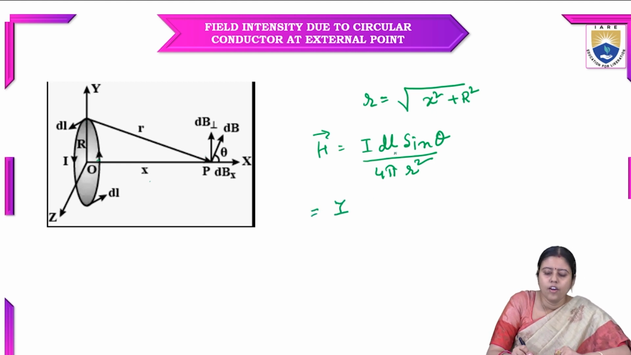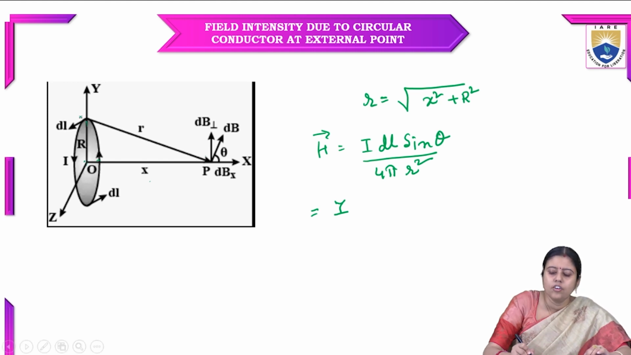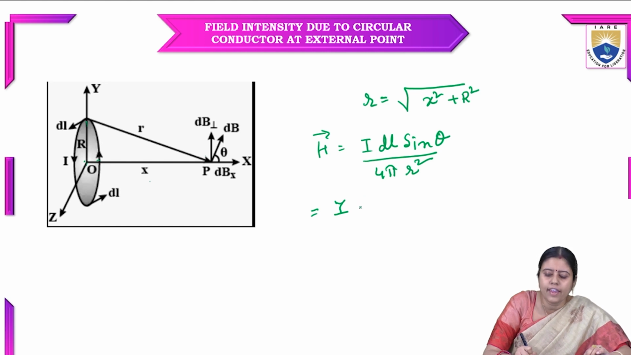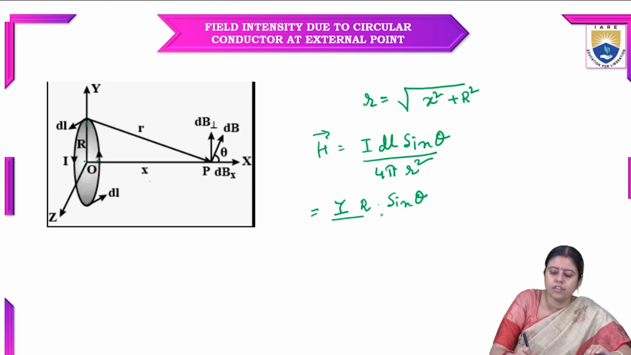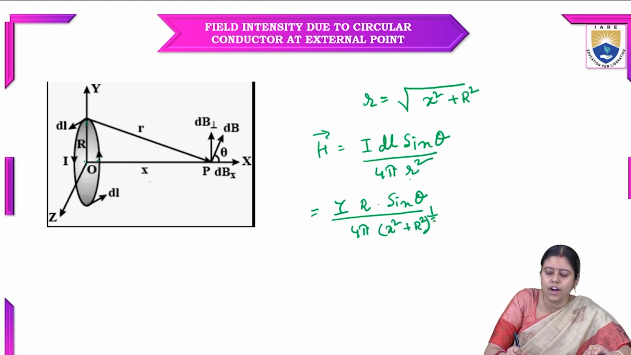What is the dl here? You can see this is the dl, the current carrying conductor. So we can write I dl sin theta by 4 pi r square. What is r? r is the root of x square plus r square to the power half.